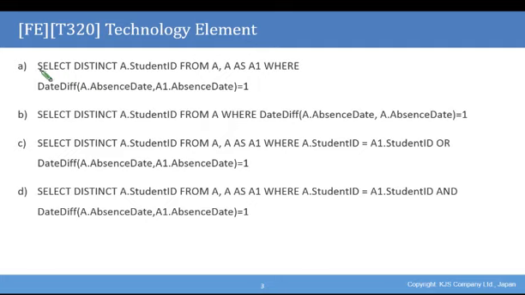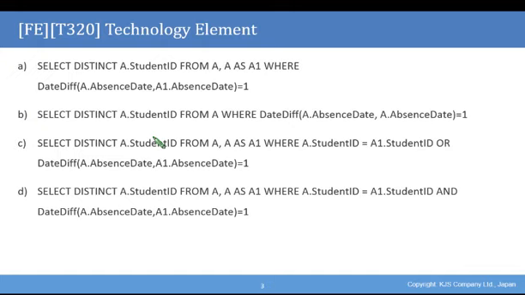First of all, A: select distinct A.studentID from A, A as A1, where dateDiff A.absenceDate, A1.absenceDate is equal to 1. B: Select distinct A.studentID from A, where dateDiff absenceDate, A.absenceDate is equal to 1.